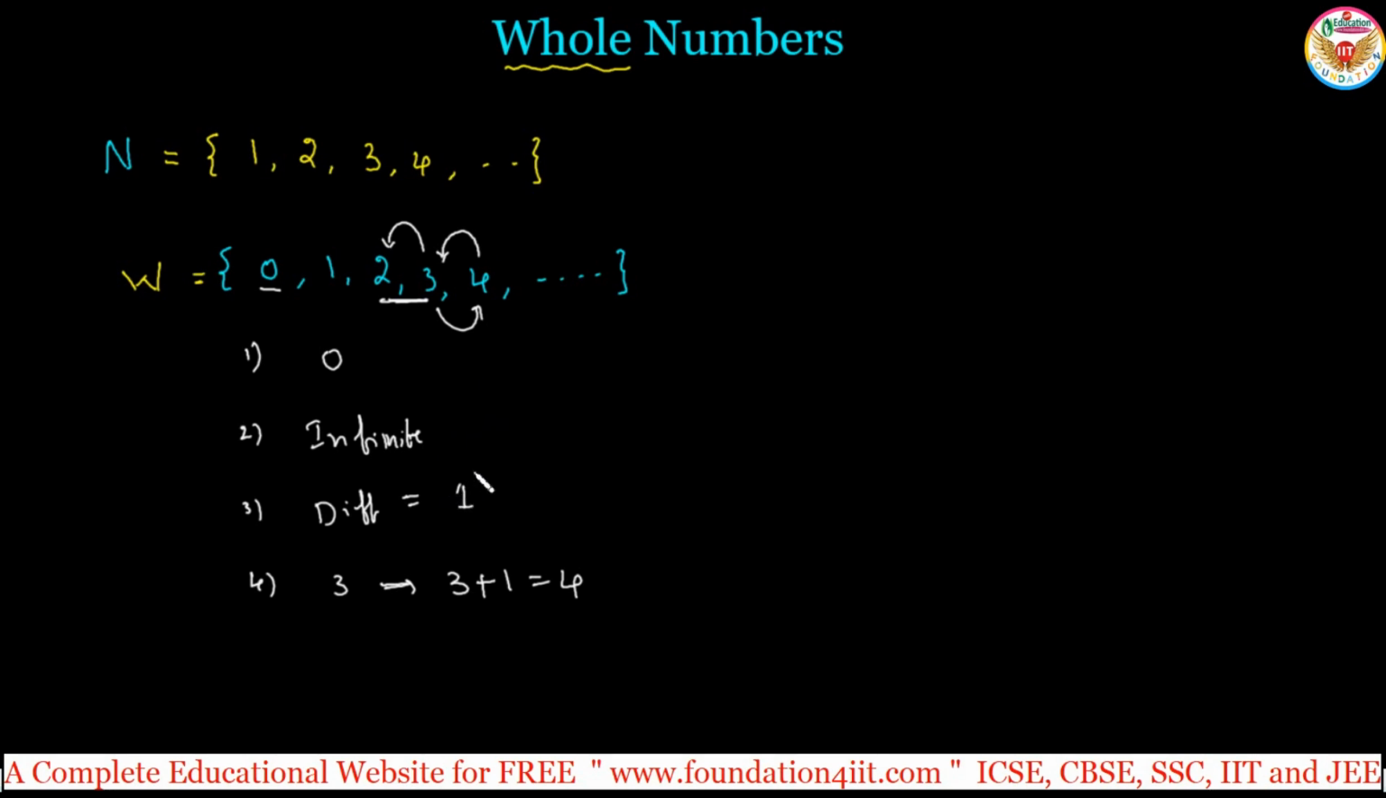So all the natural numbers are whole numbers, but all the whole numbers are not natural numbers, because only 0 is extra. That's it. The properties are almost the same. Only the smallest and first whole number is 0, and the last one is infinite. Same difference is 1. By adding 1 to a whole number, you get the next number. These are the basic properties you remember. And successor and predecessor of the whole numbers, some basic properties including the number line, we'll see now.